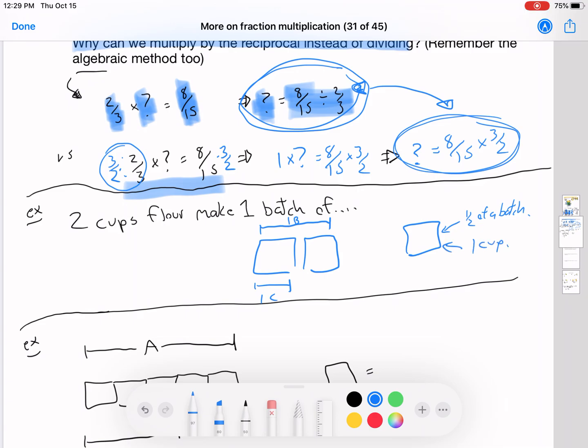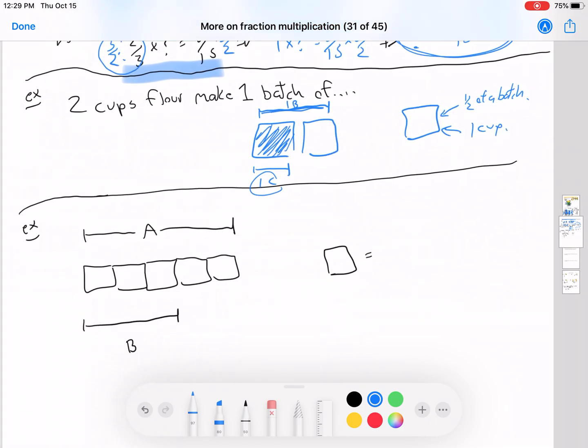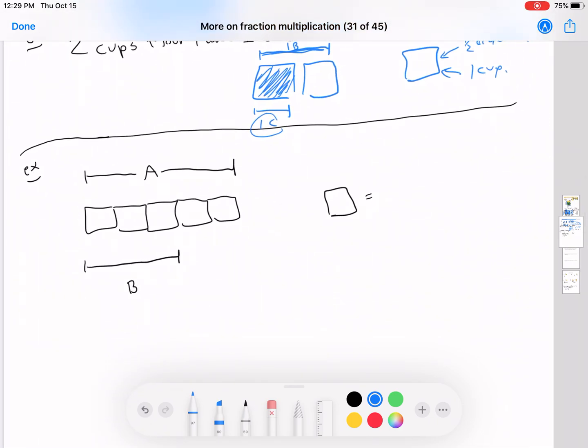We can give an amount different names because it always depends on what the whole is, right? If the cups is the whole, this is 1 whole. If the batch is the whole, this is 1/2. So let's come down here to this example and think about why we can multiply by reciprocals.